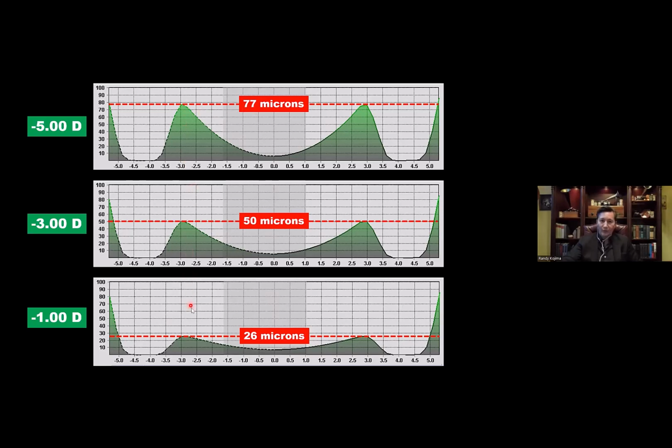So when you fit a low myope, you have a low amount of tear reservoir depth, in this case 26 microns, minus 3 would be 50 microns, minus 5 would be 77 microns. So as you increase the effect or the target amount that you want to achieve, you need to create a deeper and deeper reservoir. That's how you create more hydraulic force on the epithelium. That's how you create more effect.